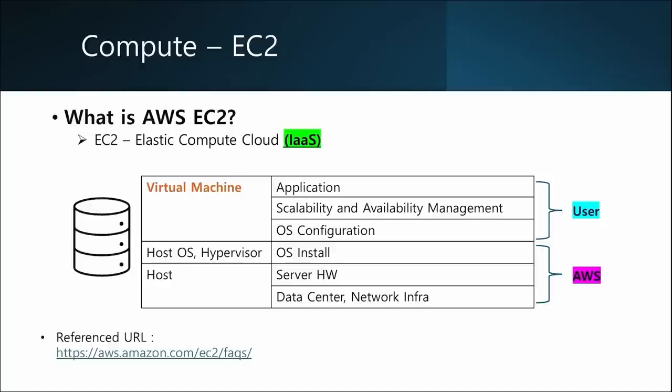AWS will set up this infrastructure and even a hypervisor, a software that virtualizes the server and allows it to be used separately. AWS users can be considered to be using virtual machines, VMs, that are virtualized on top of a hypervisor. On top of the VM, users can install a guest OS and configure settings for scale out and availability. You can also use it by uploading the application to it.